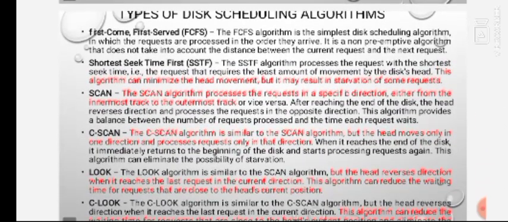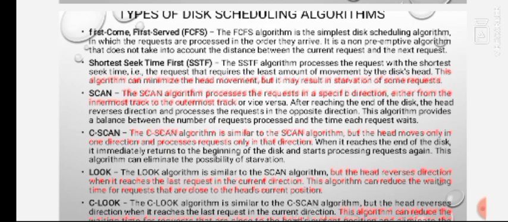The first one is first come first served. The first come first serve algorithm is the simplest disk scheduling algorithm, in which the requests are processed in the order they arrive. It is a non-preemptive algorithm that does not take into account the distance between the current request and the next request.